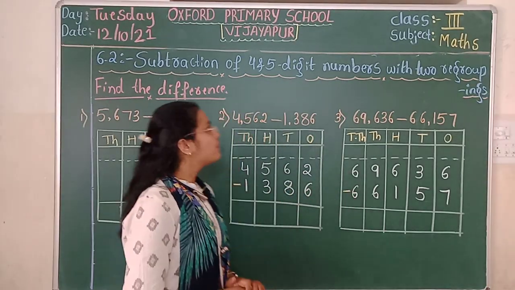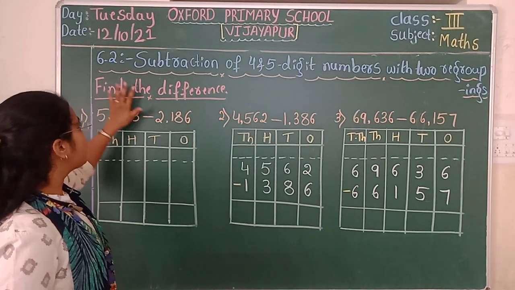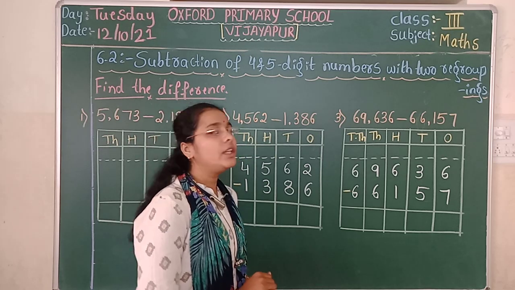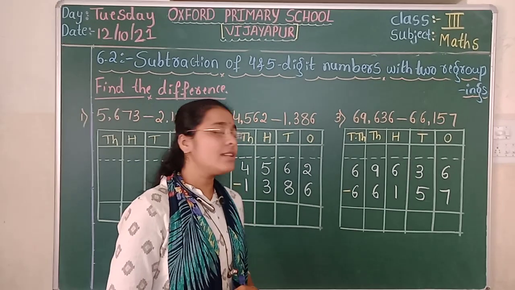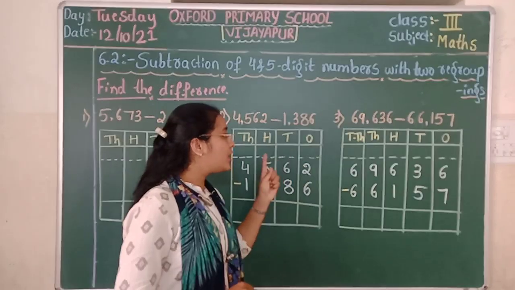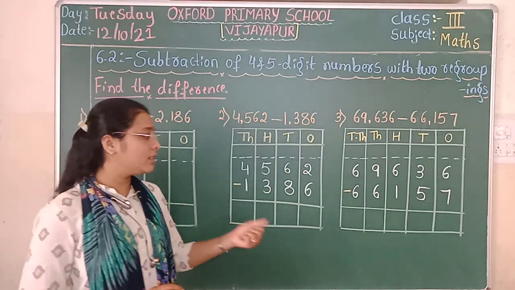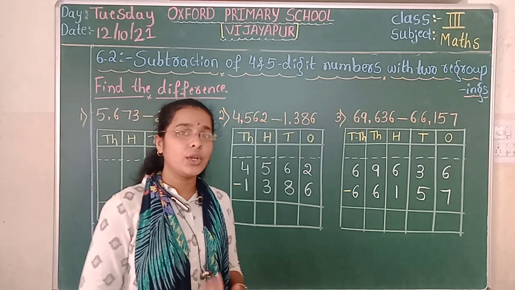In today's class, we are going to see exercise 6.2, subtraction of 4 and 5 digit numbers with 2 regrouping. It means by changing 2 digits, we have to find the difference. How to find it with these 3 examples? I will show it to you.